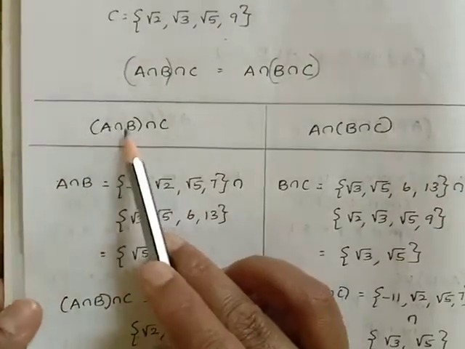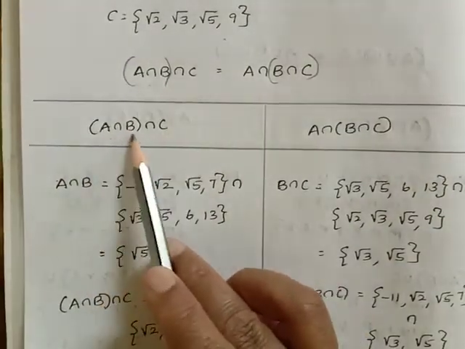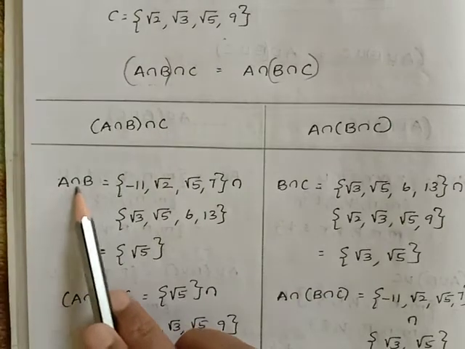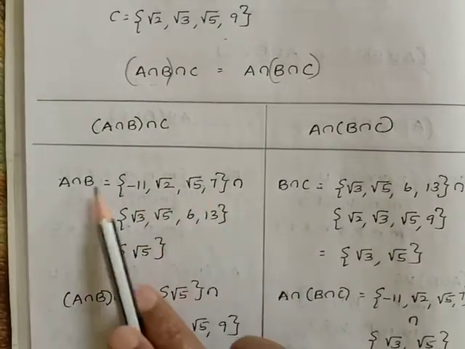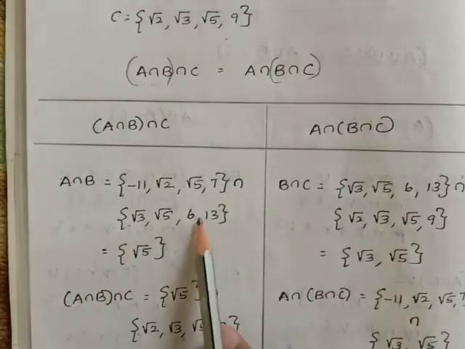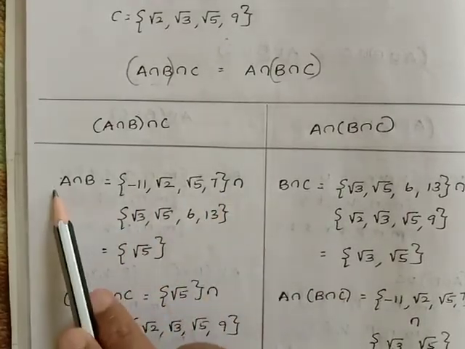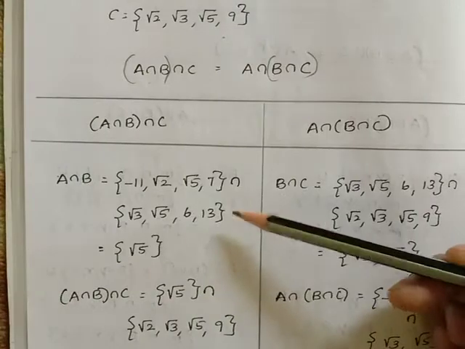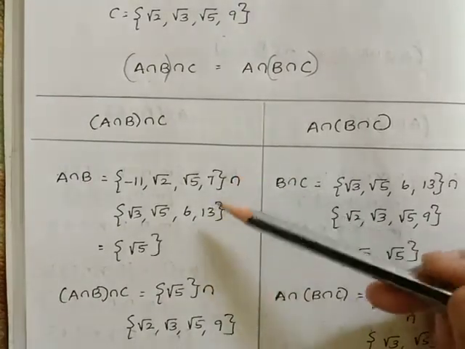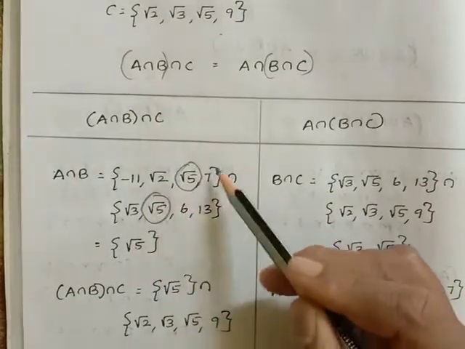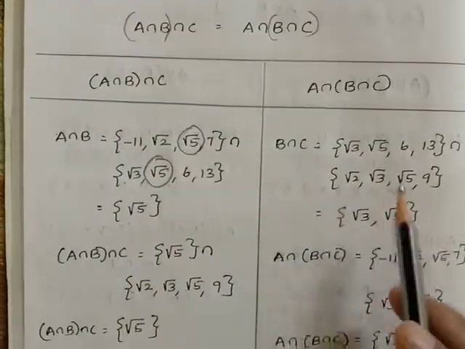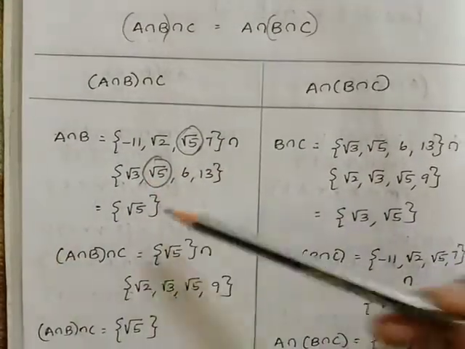So (A intersection B) intersection C. First we'll solve inside the brackets, A intersection B. Since A is given first, we have to write the value of A, as it is given in the question. Intersection, then the value of B. The relationship between A and B is intersection. Intersection means we write down the common element. We'll circle the common element, that is root 5, and write the value here. Therefore, the value of A intersection B is root 5.